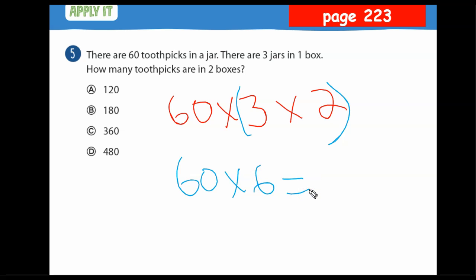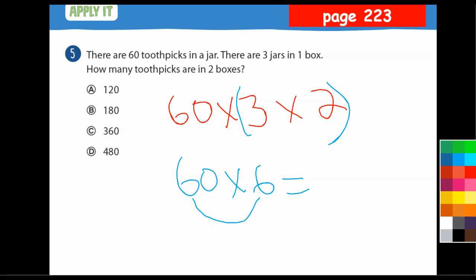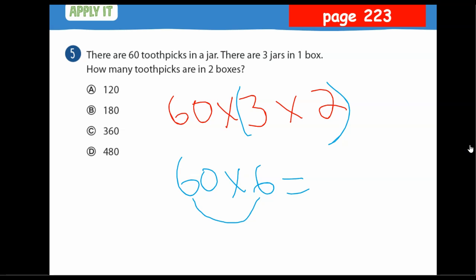Now I could use that strategy that we were learning today. Okay, you will multiply the basic fact with 6 times 6. 36. And then what goes next to it? 0. A 0. Okay. So how many toothpicks are in 2 boxes though? 360. 360. Okay.